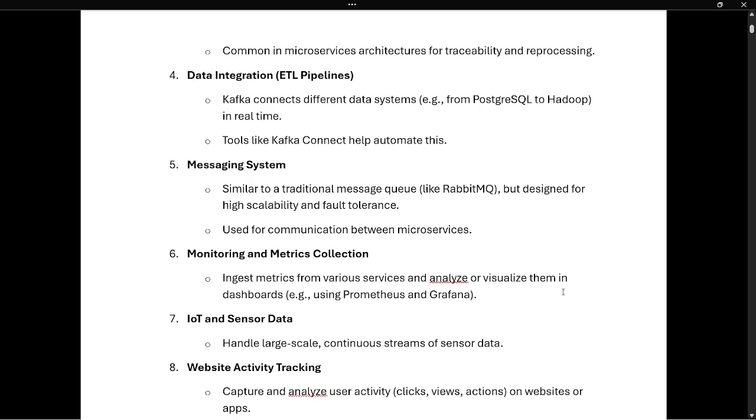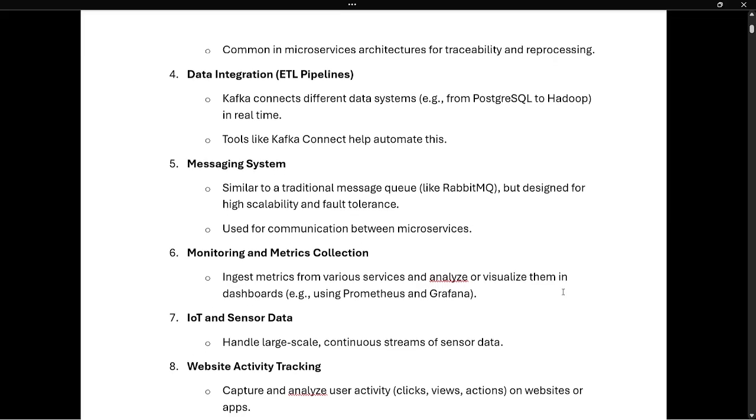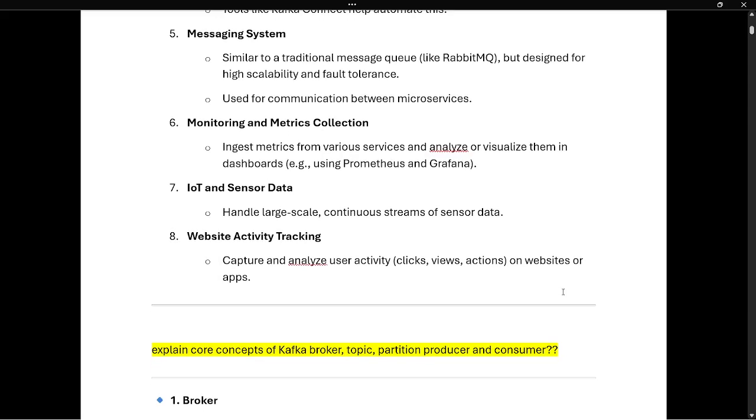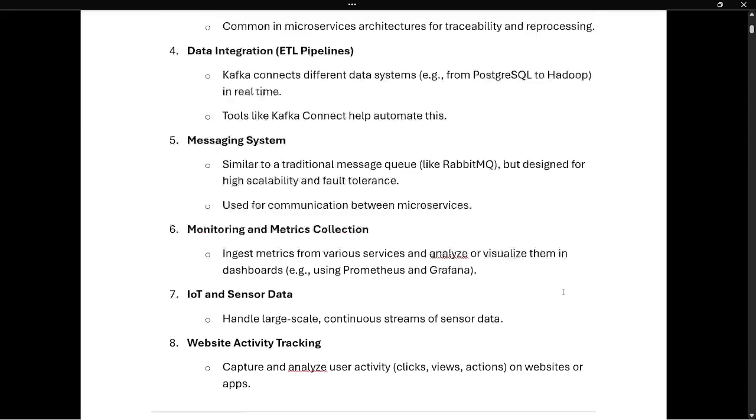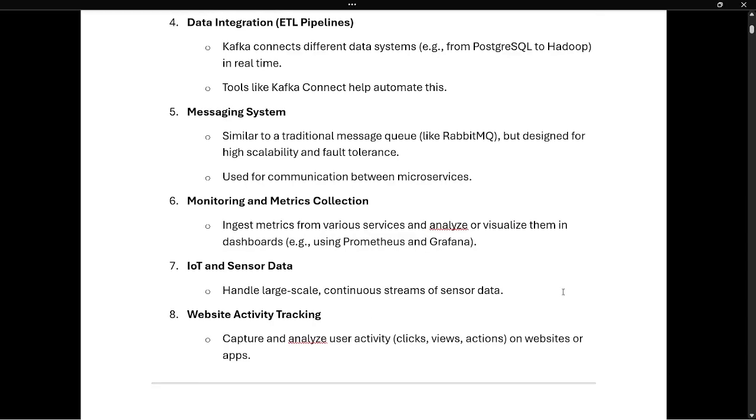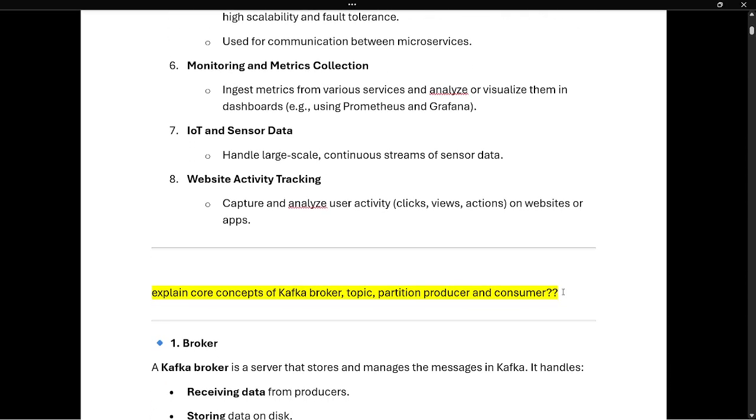So these are all examples of Kafka-based use cases, where Kafka comes into the picture. Okay, so in this question we understood what Kafka is and what the use cases of Kafka are. Okay, we can explain like that.